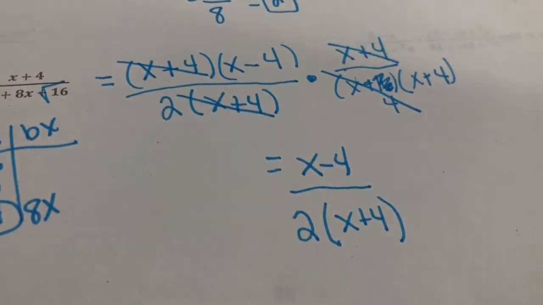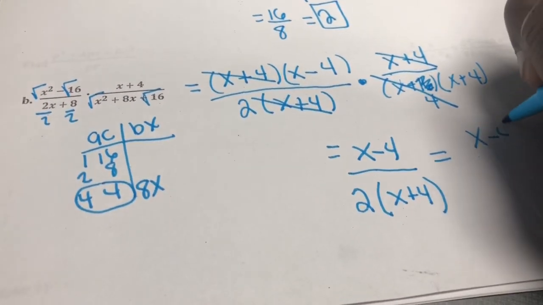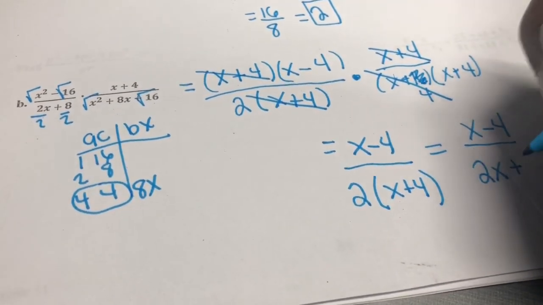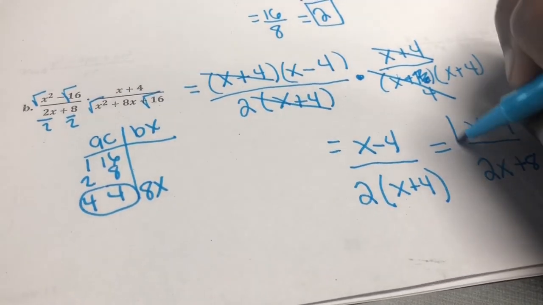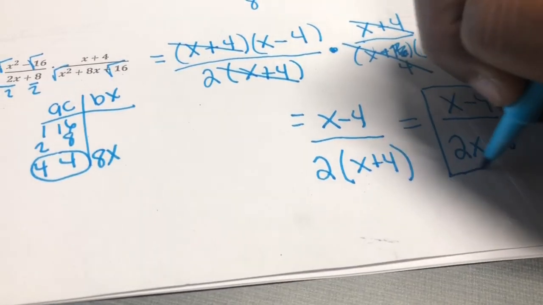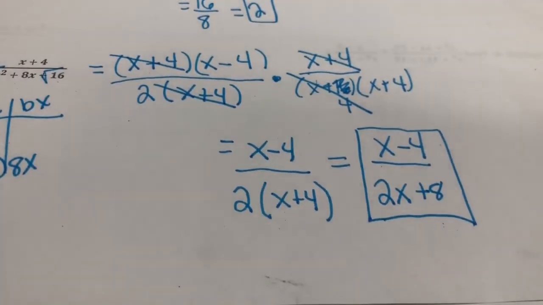And so that's as simple as it can get. So we're going to go ahead and multiply. And our answer is going to be (x minus 4) over (2x plus 8). And that is the final answer for that problem. Got it?